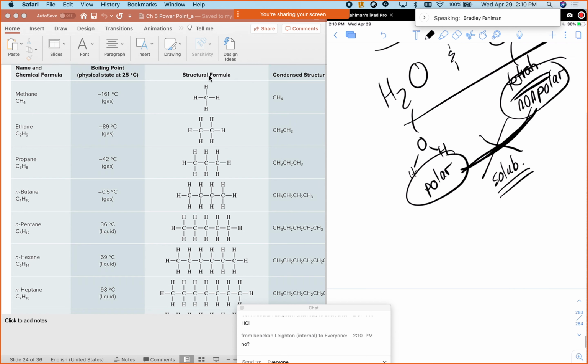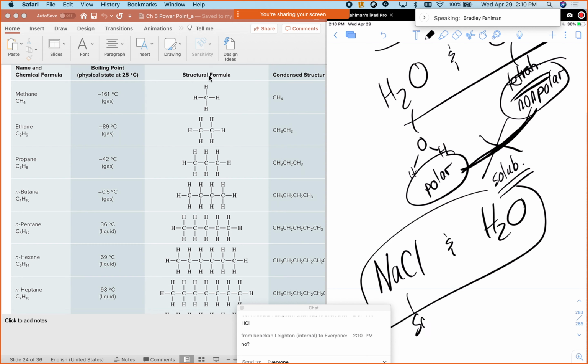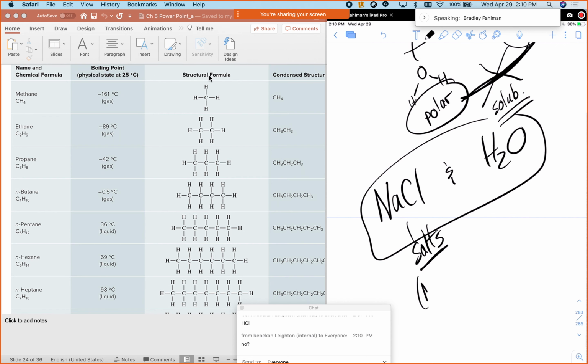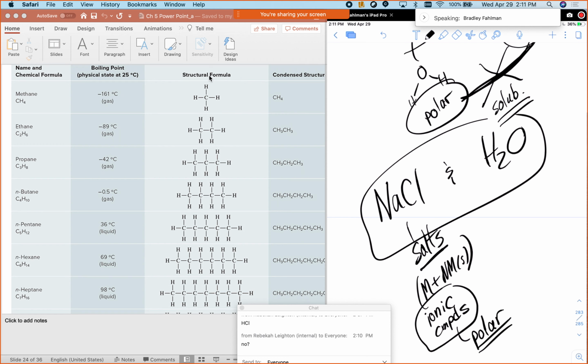Remember that if you have a salt, in other words a metal and a nonmetal, any of those ionic compounds, they are considered polar, like very polar. And so they will be soluble in polar solvents. So this would be yes.